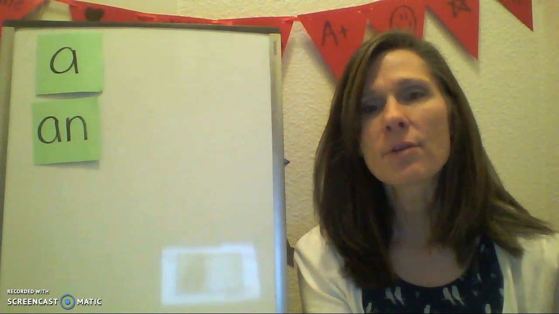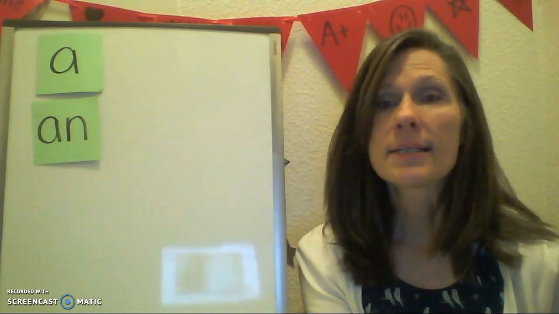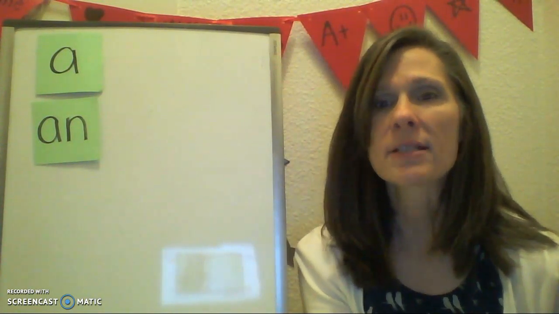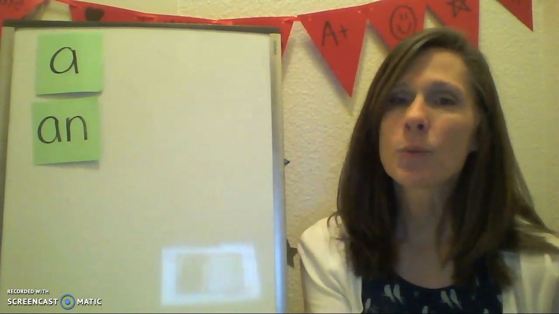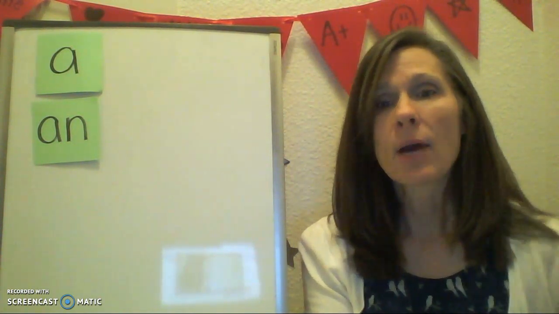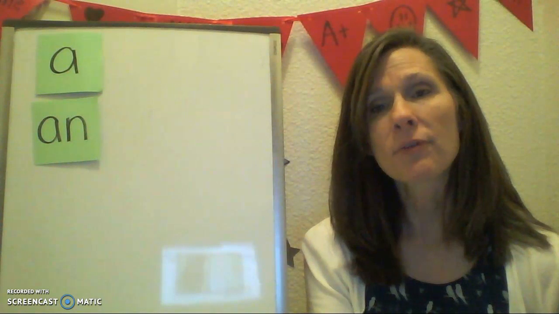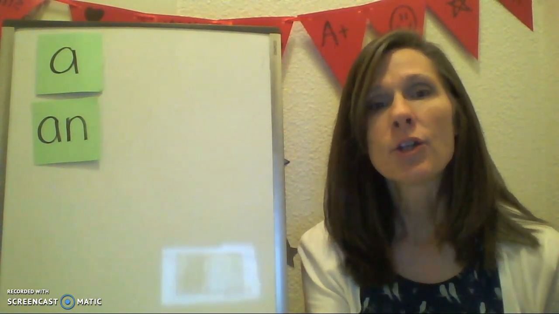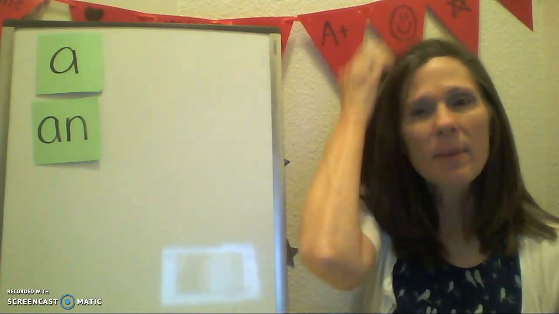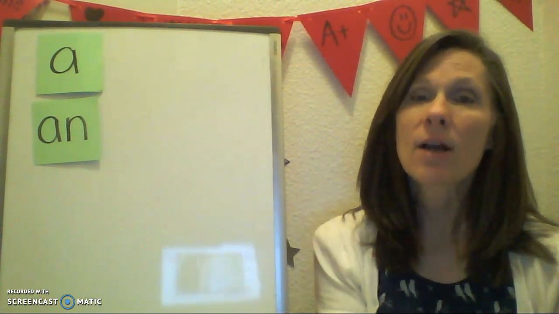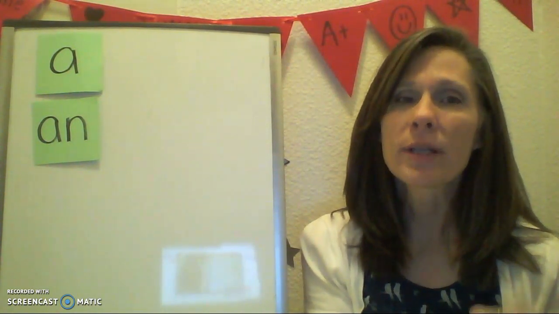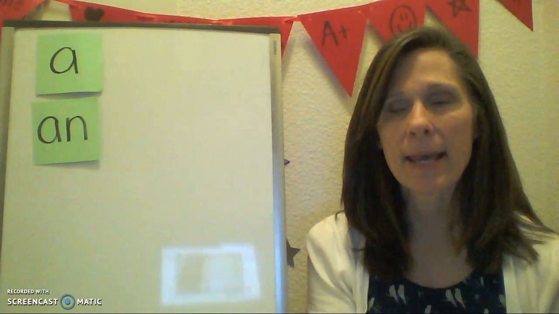Okay, so these are two little words that you have said and read and written since forever, since you were in kindergarten especially. But there are a few rules that we need to think about when we're using them in writing. Now when we talk, we have spoken for a long time and we just naturally know when to use an and a. But in writing, we have to be paying attention to the vowels and consonants that are written in the word that follow the word a or an.